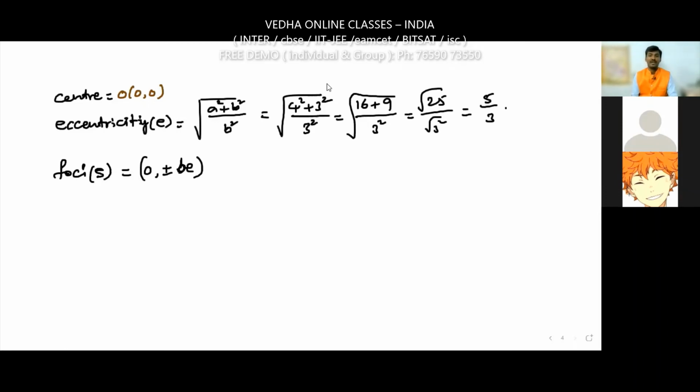Now substitute the values here. So if you substitute, we get 0, plus or minus b value. What is b? b value is 3, e value is 5 by 3. Here you can cancel this 3 and 3. So that means 0, plus or minus 5. This is the foci.